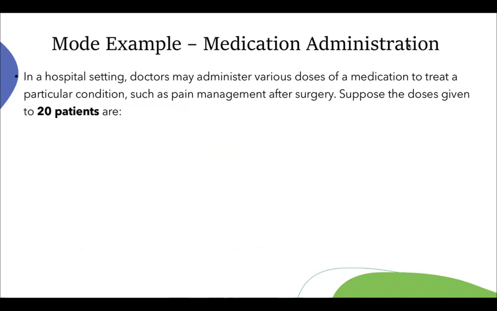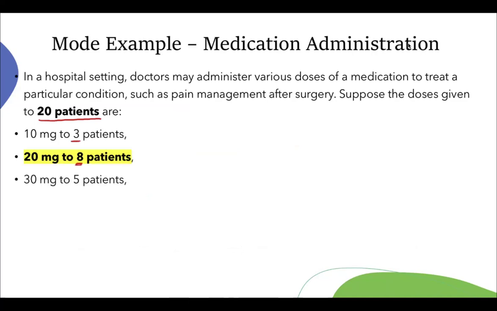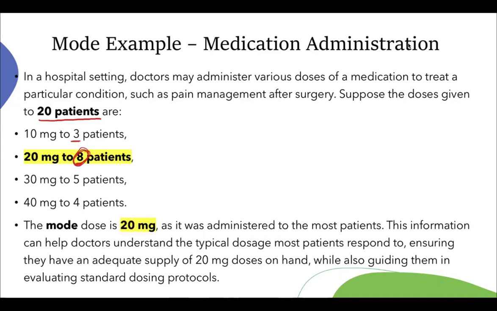So let's look at another example of mode. In a hospital setting, doctors may administer various doses of a medication to treat a particular condition, such as pain management. Suppose the doses given to 20 patients are: 10 milligrams were given to 3 patients, 20 milligrams were given to 8 patients, 30 milligrams given to 5 patients, and 40 milligrams given to 4 patients. The highest frequency, the most patients received 20 milligrams. So we say that the mode dose here is 20 milligrams. It was administered to the most patients.